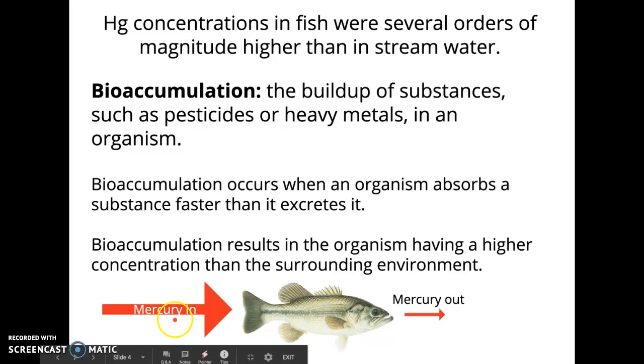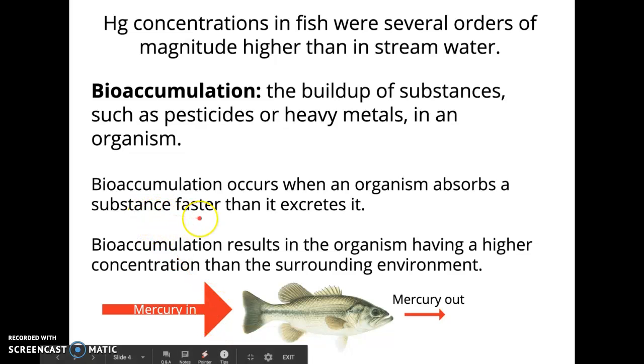If you look down at the picture, the amount of mercury that goes in is represented by the arrow. This arrow is big, right? So there's a lot of mercury going in. The mercury going out, the arrow is much smaller. So there's more mercury going into the fish than there is mercury going out of the fish. This is the idea behind bioaccumulation.